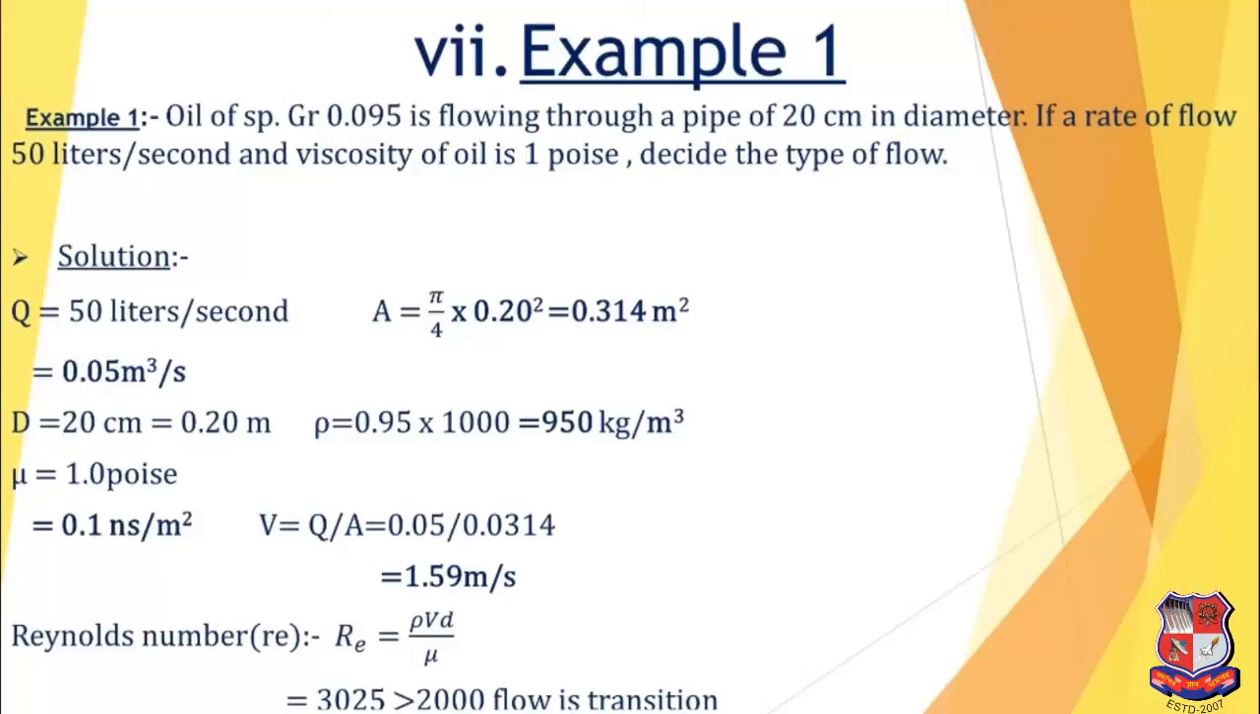Here is a small example. As you can see, an oil of specific gravity 0.95 is given. The diameter of the pipe is 20 centimeters and the rate of flow is 50 liters per second. If we put the values in the Reynolds number equation, rho V d by mu, we get the answer 3025, which is of course greater than 2000. So the flow is transition. Transition means the Reynolds number range is 2000 to 4000.